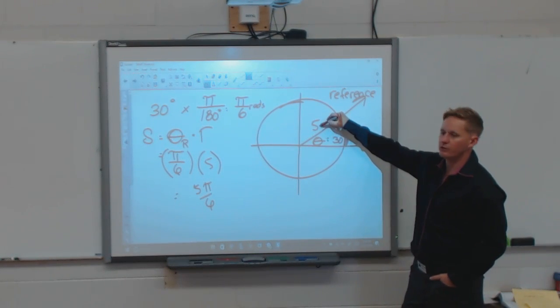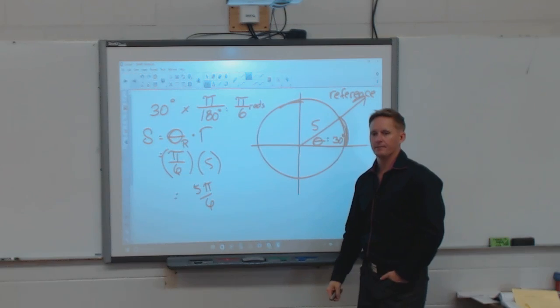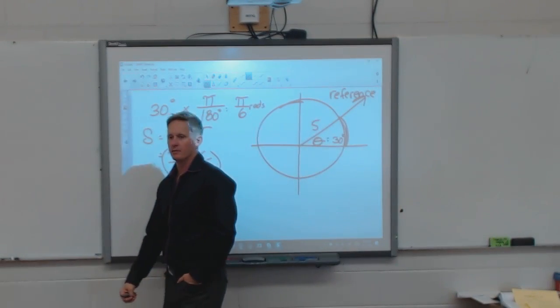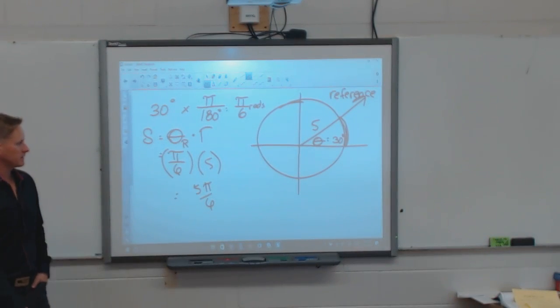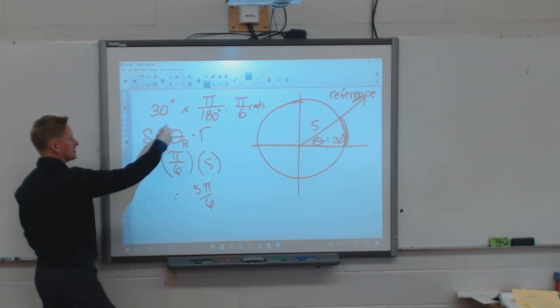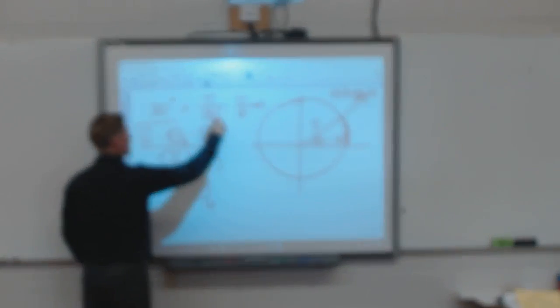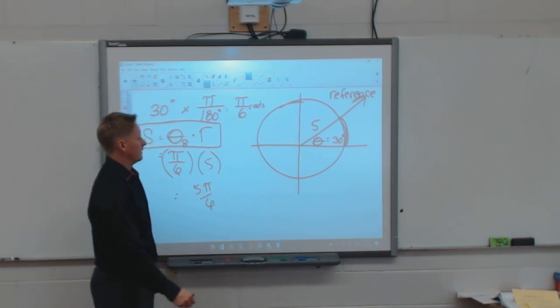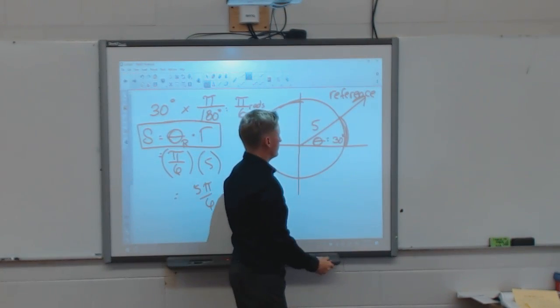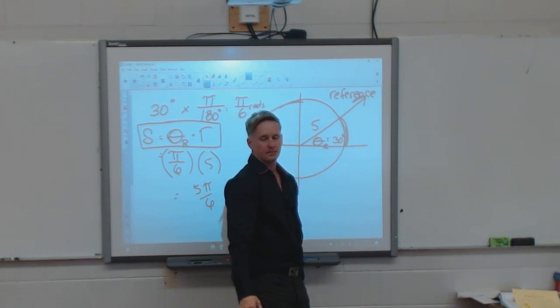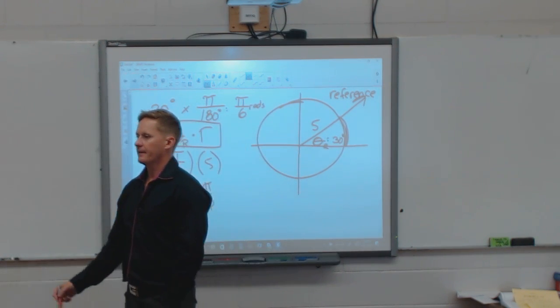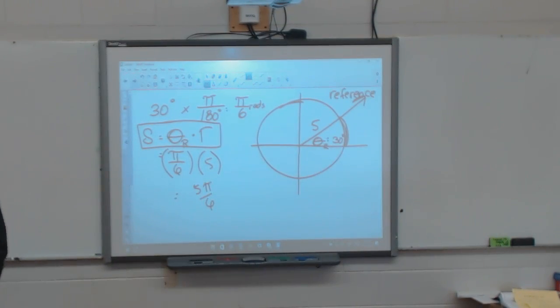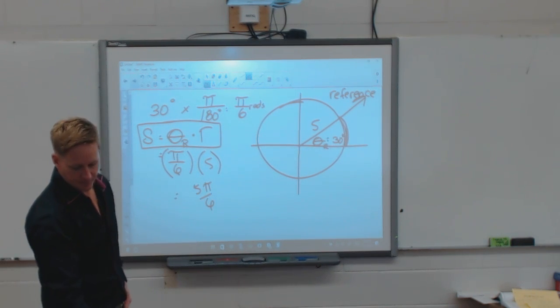And depending on what the units were for this, that's what the units would be, whether it's centimeters, meters, millimeters, whatever it is. So the first thing that we do that's new to you today is this: to find arc length, we take the measure of this angle in radians, not degrees, and we multiply it by the radius.